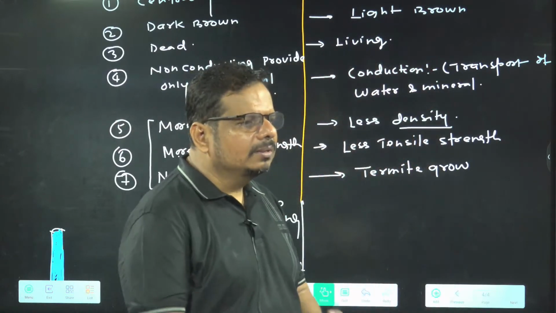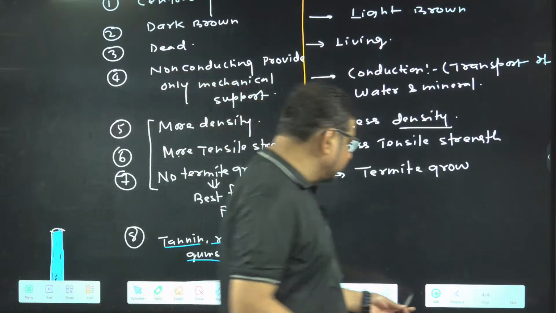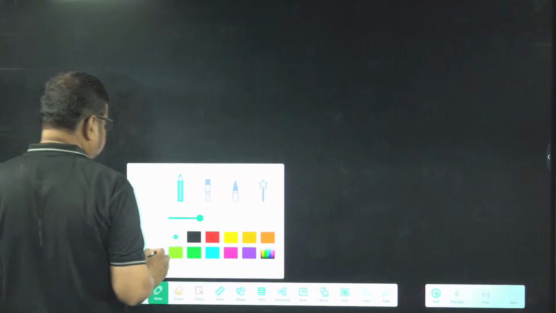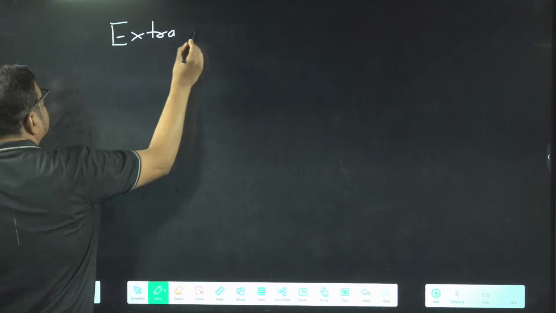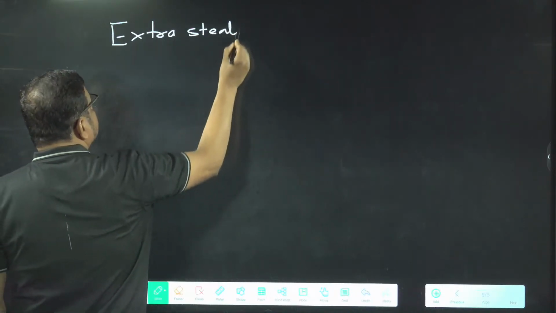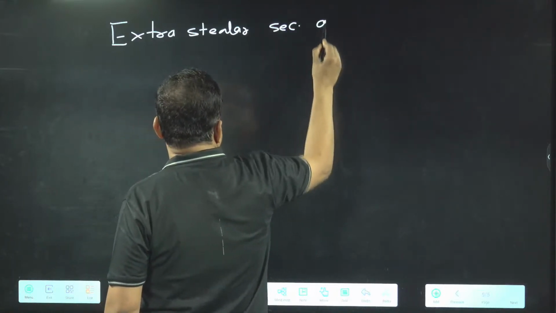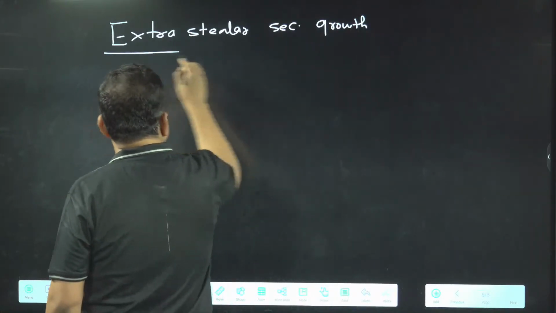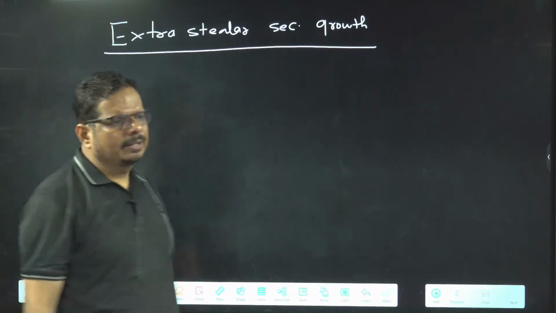What are we going to work on now? Extrastellar secondary growth, stellar secondary growth, intrastellar secondary growth over. Have a look now. Extrastellar secondary growth. Have a look.